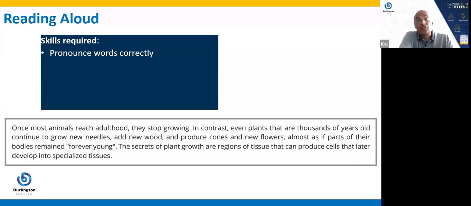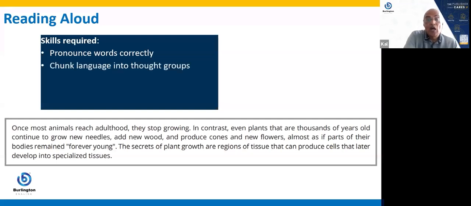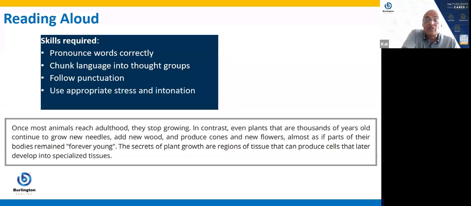So it's a good idea to do on these read alouds, obviously pronouncing words correctly. Those are the consonant and vowel sounds. But can they chunk the language into thought groups? And when we're doing it from our material, a big giveaway is the punctuation. So they can initially follow the punctuation, okay, and then use appropriate stress and intonation, and de-emphasize things like grammar words.